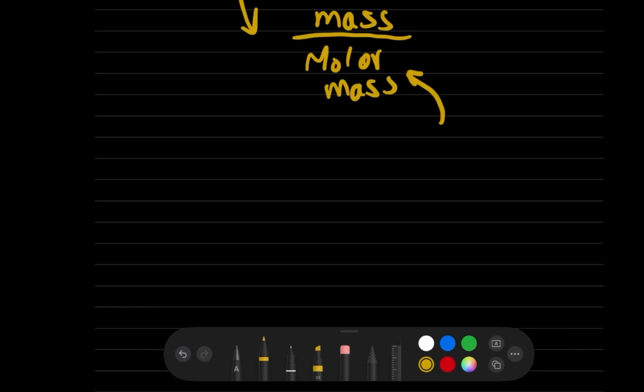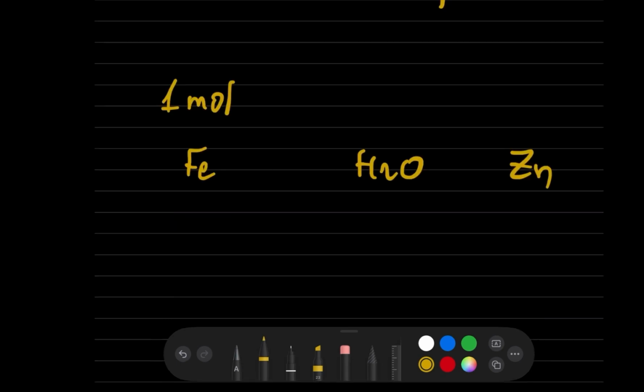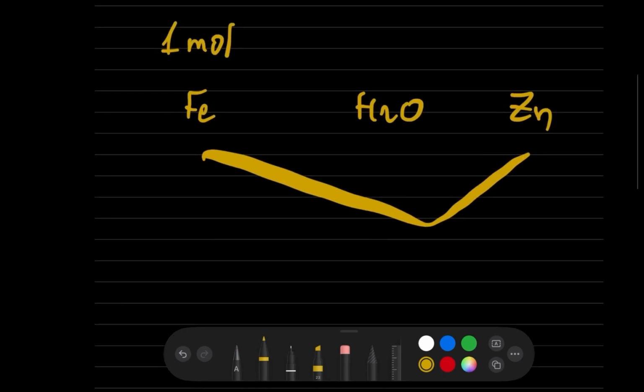At this point, if we take 1 mole, let's say, of iron, 1 mole of water, 1 mole of, let's say, zinc, and we weigh these moles on a balance, separately. Since we have 1 mole of each, do you expect to have the same mass? The answer is, it depends.